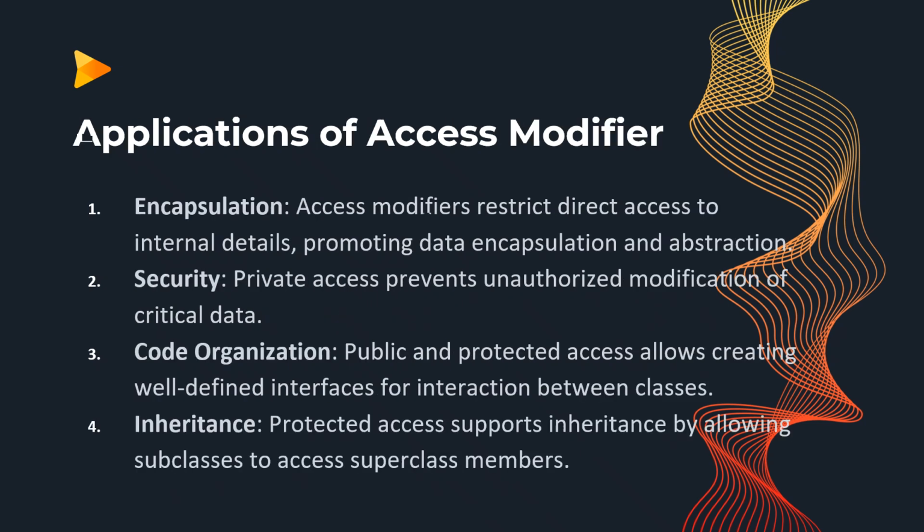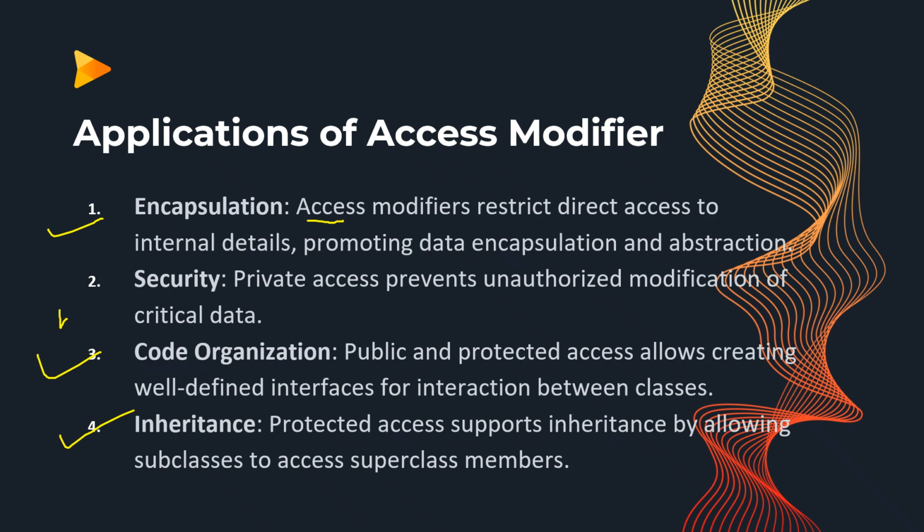Now we are going to see the applications of access modifiers. Access modifiers are used in encapsulation. As we have seen, in encapsulation we use the private access modifier. Access modifiers restrict direct access to internal details, promoting data encapsulation and abstraction. They also provide security when using the private access modifier, and they provide code organization, organizing the code in a good manner. They are used in inheritance too: protected access supports inheritance by allowing subclasses to access superclass members.